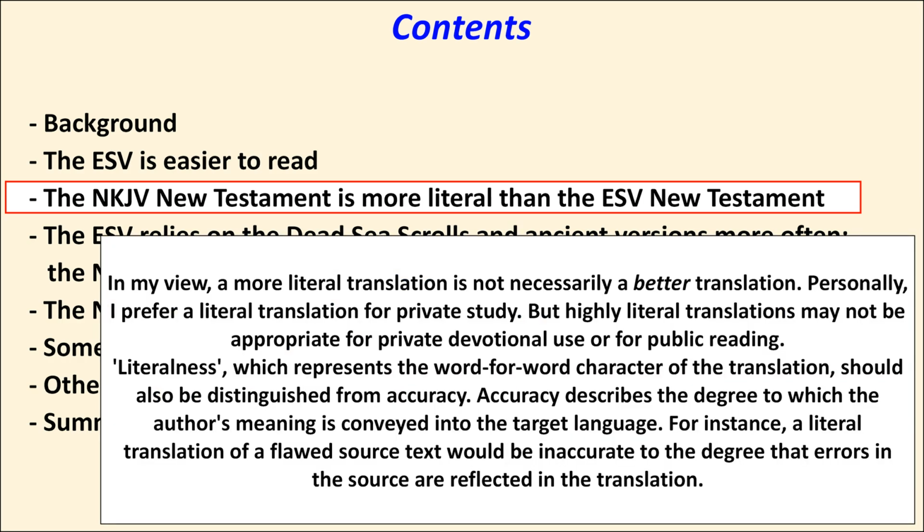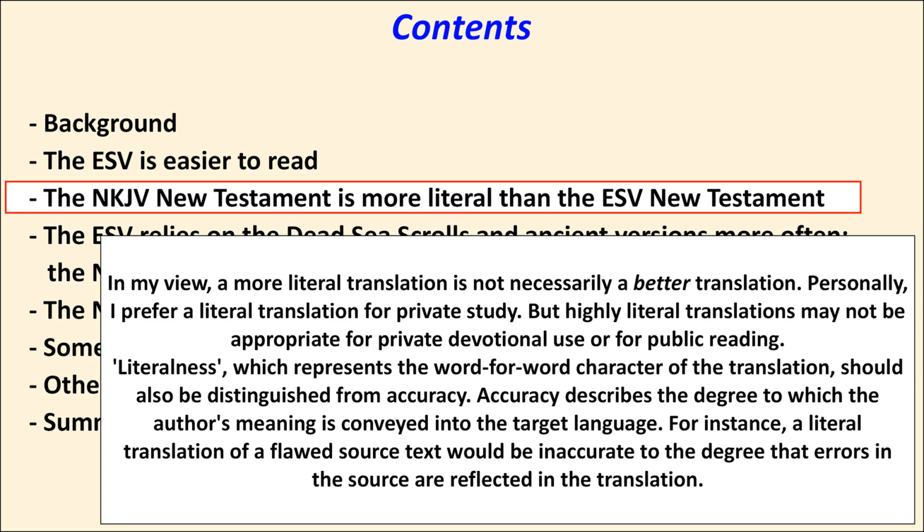In my view, a more literal translation is not necessarily a better translation. Personally, I prefer a literal translation for private study, but highly literal translations may not be appropriate for private devotional use or for public reading.